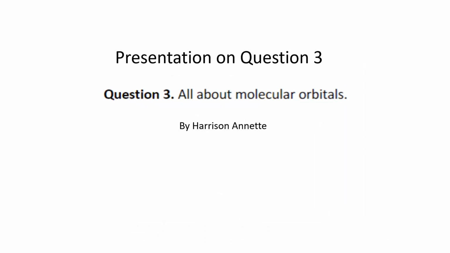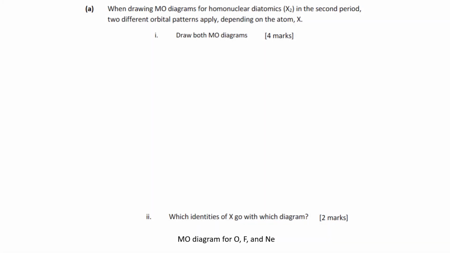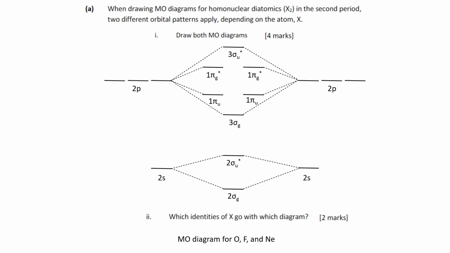This is a presentation on question 3, molecular orbitals by Harrison Annette. Question A. This is the molecular orbital diagram for oxygen, fluorine and neon.